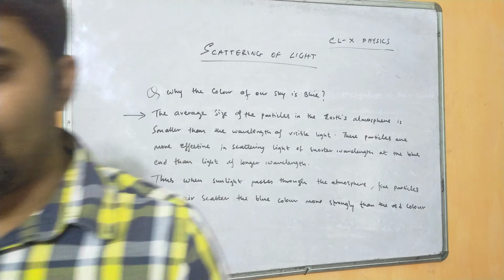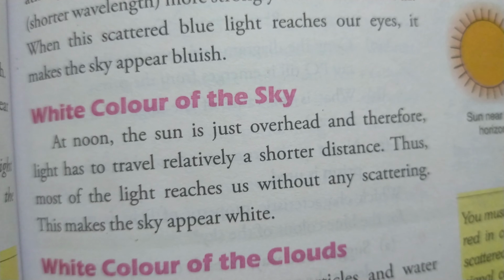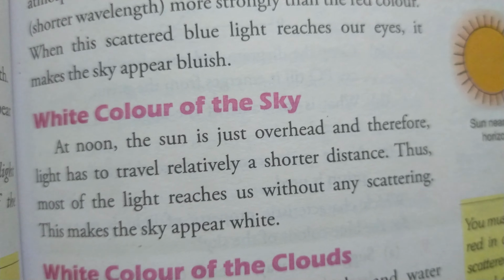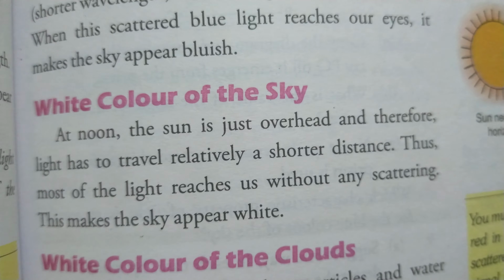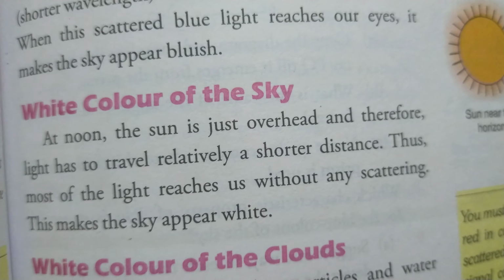So the answer to the question, why is the color of the sky white at noon? At noon the sun is just overhead, and therefore light has to travel a relatively shorter distance. Thus most of the light reaches us without any scattering. So that means at 12 p.m., the sun is just overhead, and light travels a relatively shorter distance. It travels through a smaller portion of the atmosphere, and thus without any scattering it makes a white color.